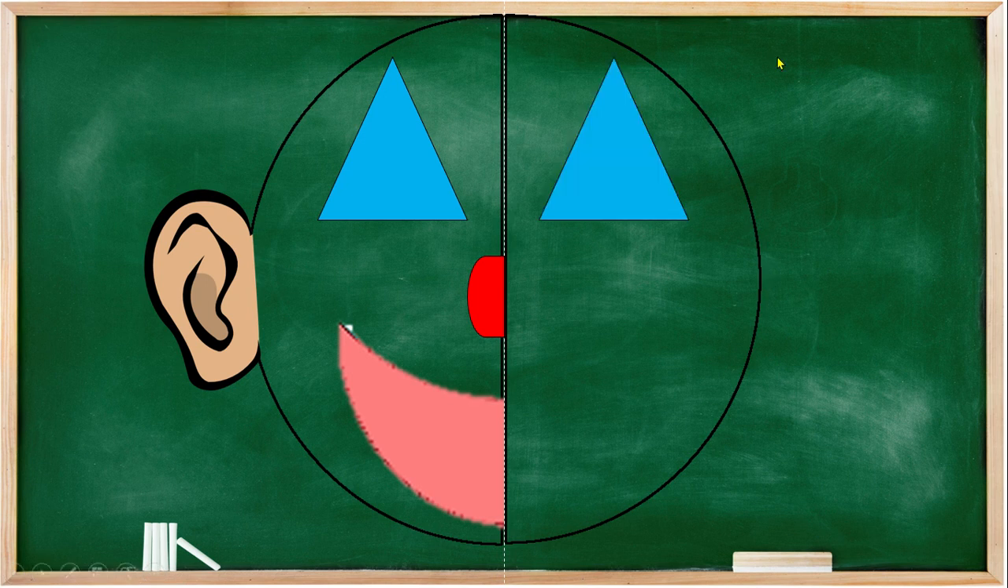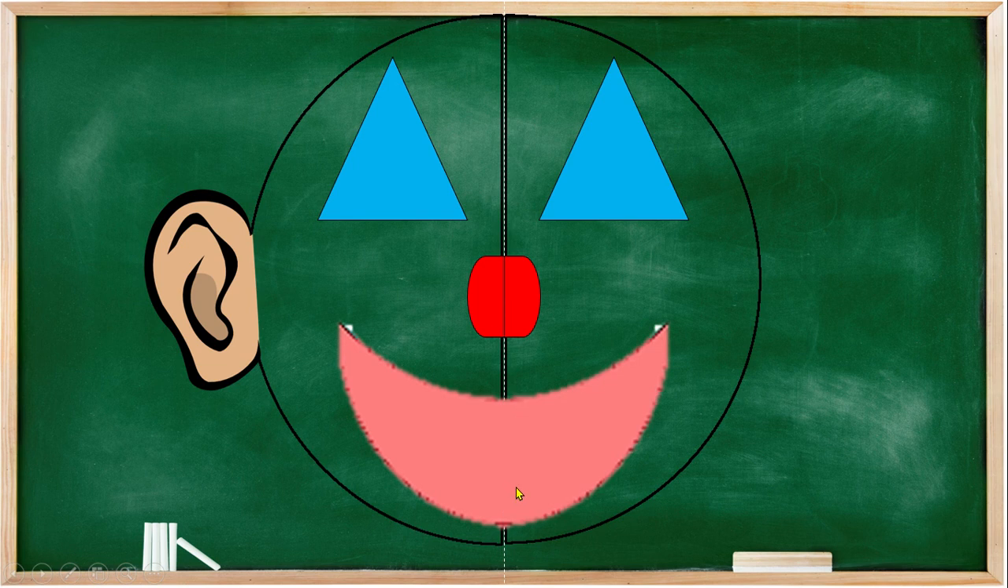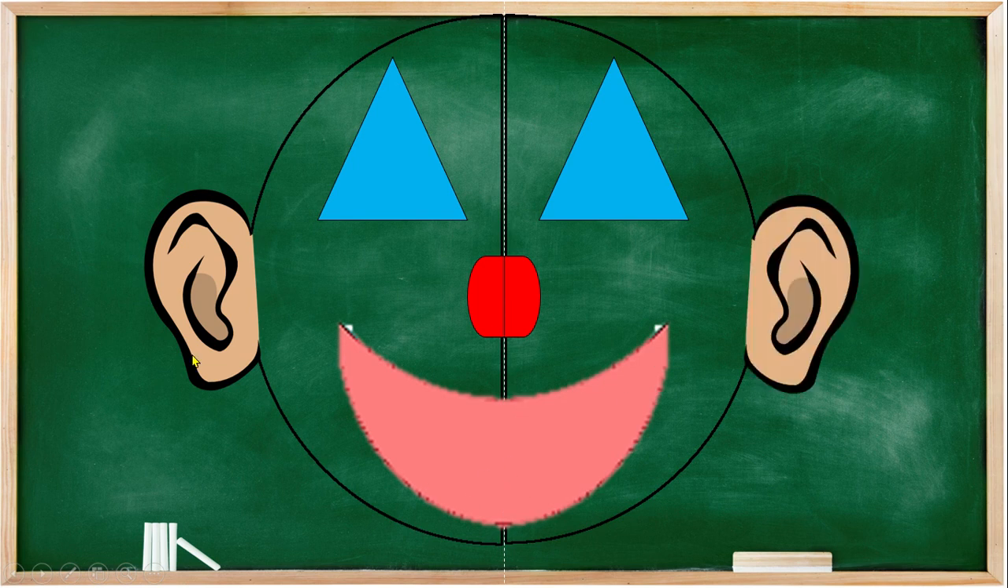Then we can draw the eyes. Make sure the eyes have the same distance between them. Then we can draw the nose, the other side of the nose. Then we draw the mouth. And then we can add the ear, making sure everything is exactly in line with each other and that it is symmetrical. So if I fold this face in half, everything will fit exactly on top of each other.